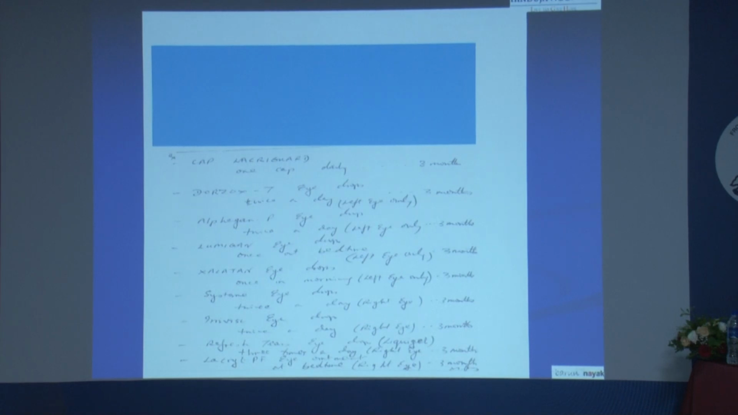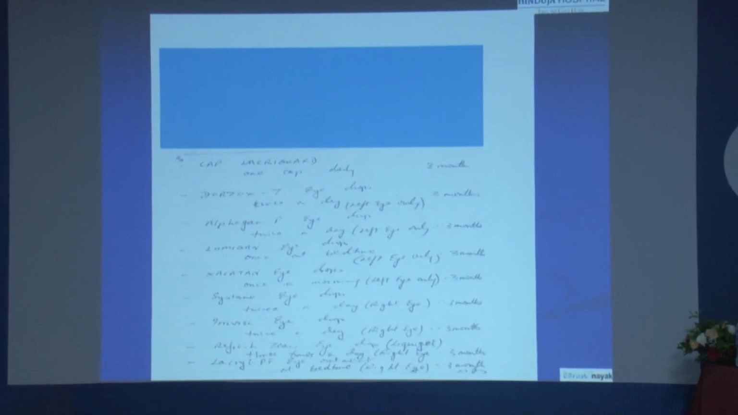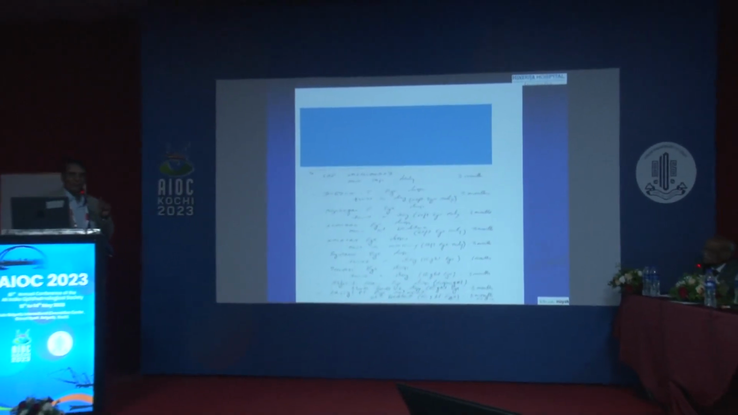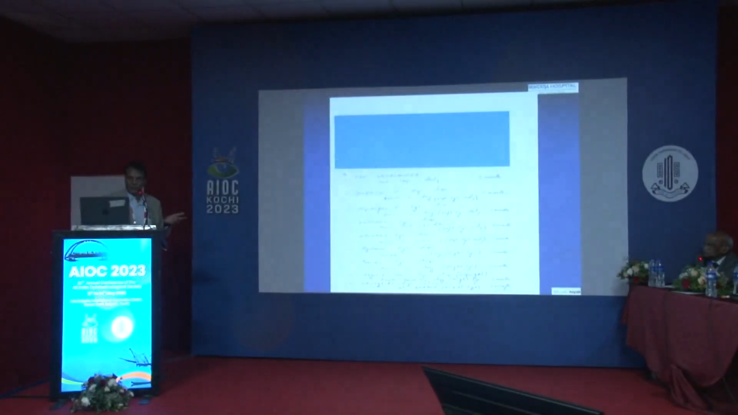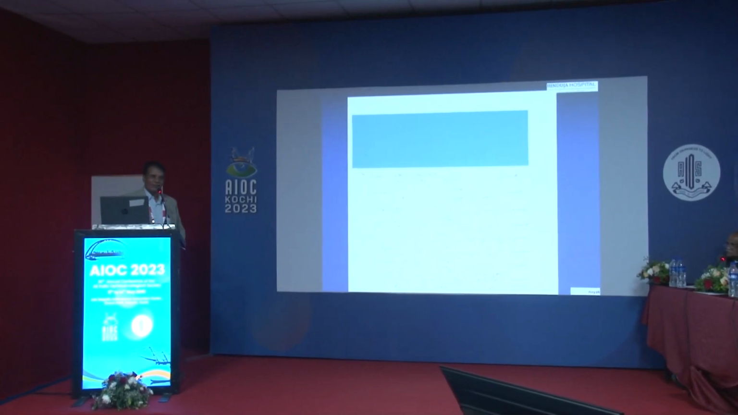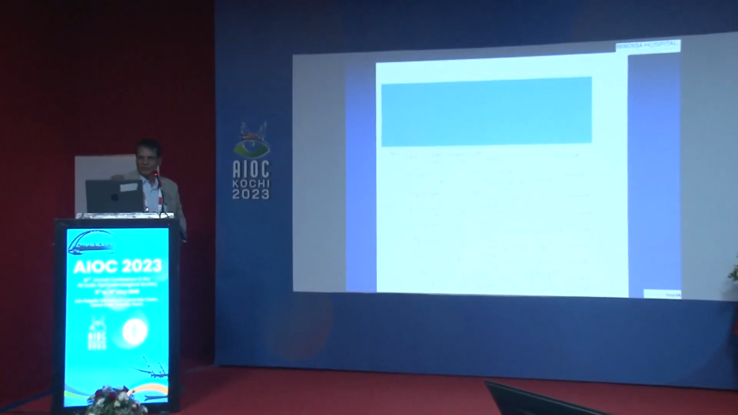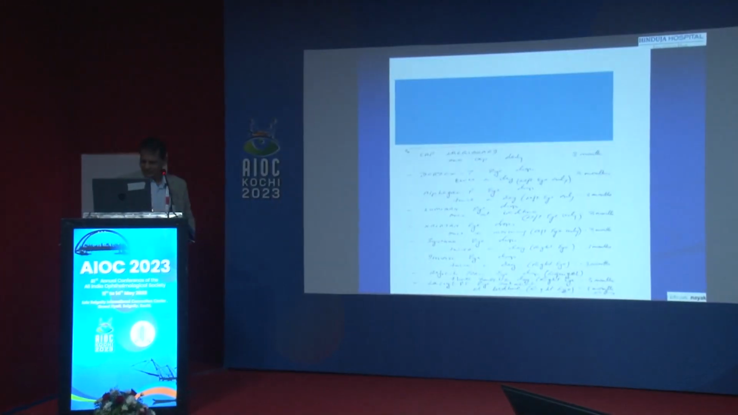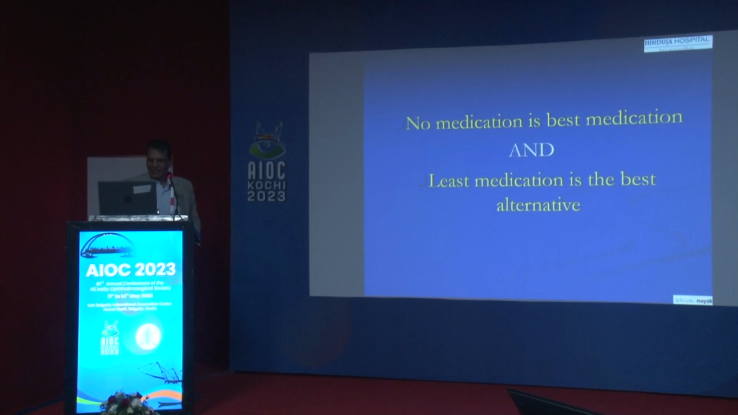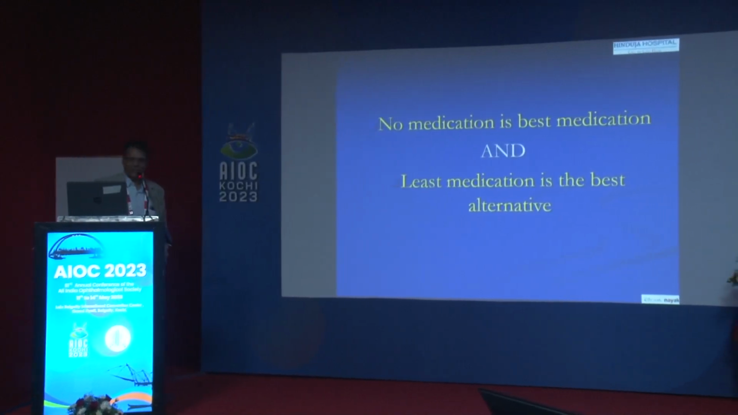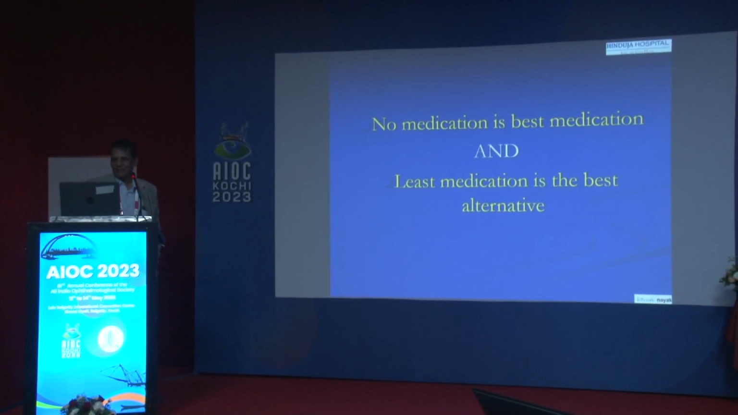If you give this type of complex prescription to the patient, and especially remember glaucoma patients are old aged and must be having some other comorbidity, how many tablets and other medications apart from this are there? Who among this audience can follow this even for a week? I just follow my teacher, Professor L.P. Agrawal, who always used to tell us: no medication is the best medication, least medication is the best alternative, and above all, do no harm.